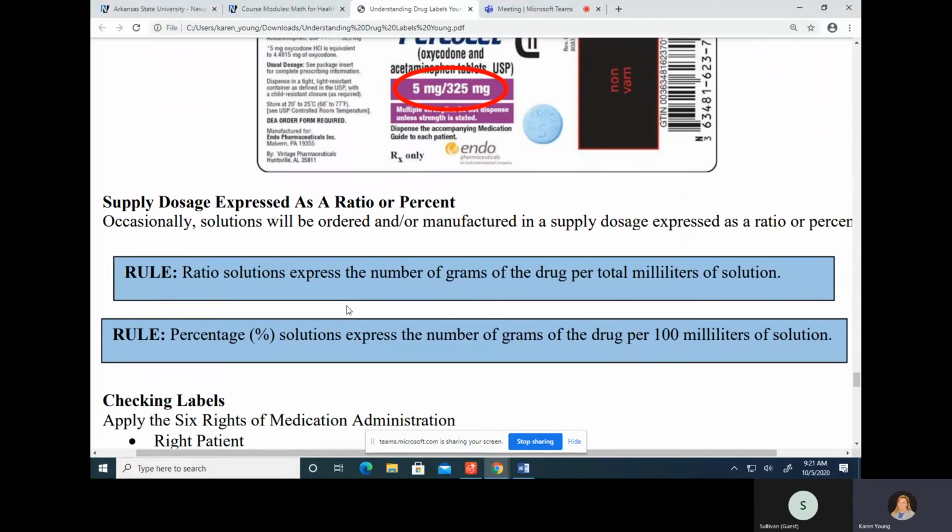The supply dosage is always expressed as a ratio. Well, we're not going to get into those. It's always expressed as a ratio, and it's always the milligrams per the solution. How am I going to say that? It's the amount of the dose per the form. Okay, so it's the dosage strength per the form.